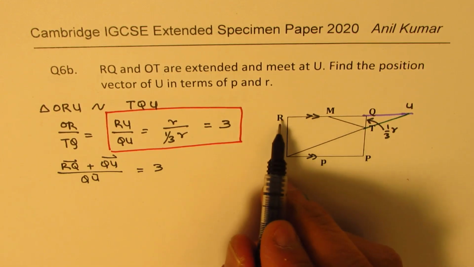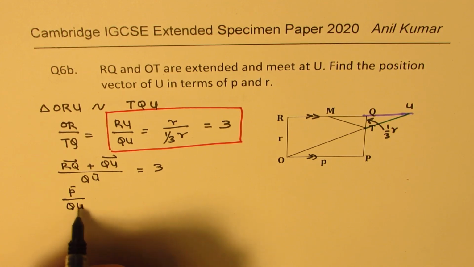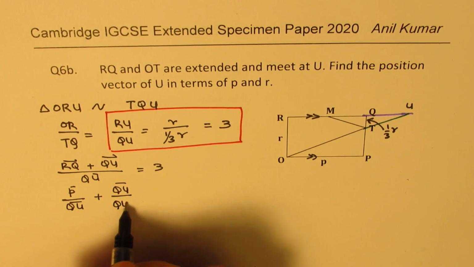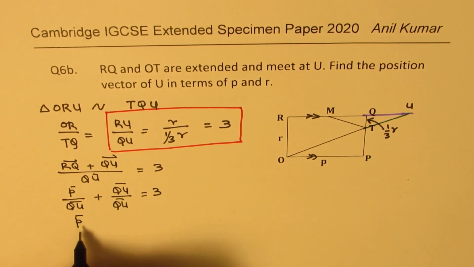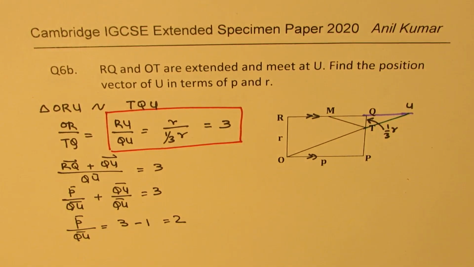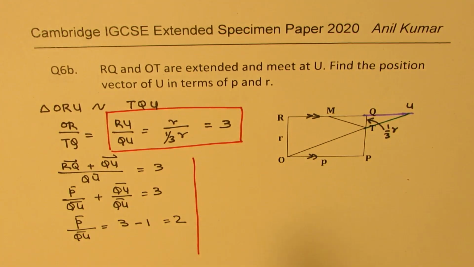So RQ is p, right? So we can write p divided by QU, plus QU divided by QU, which is 1, equals 3. So we can take it to the right side. So we get the vector p over QU equals 3 minus 1, since this is 1, right, which is 2. Okay, so from here you can get what QU is, right? So you can cross multiply, so we get QU is half of p.